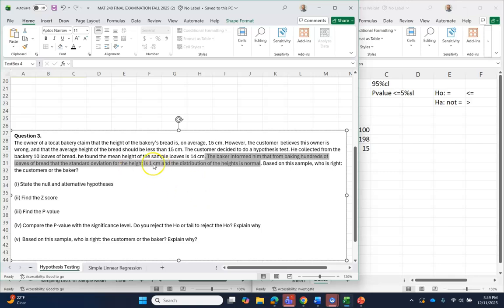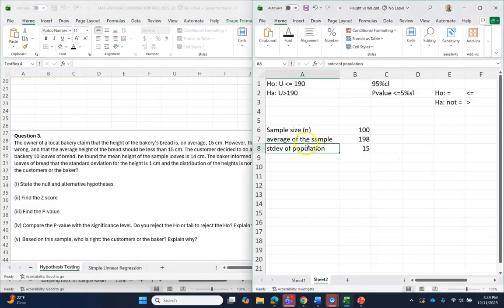And so that is the standard deviation of a population. So that's the information which you need, and you can organize yourself like this. So why do we need all this kind of information? It is because we can find the z-score or the z-value.